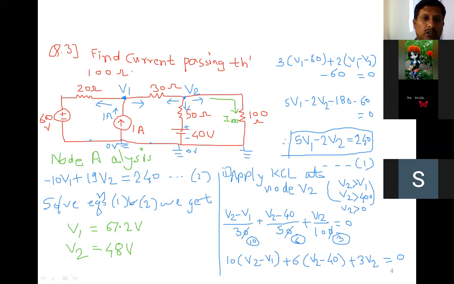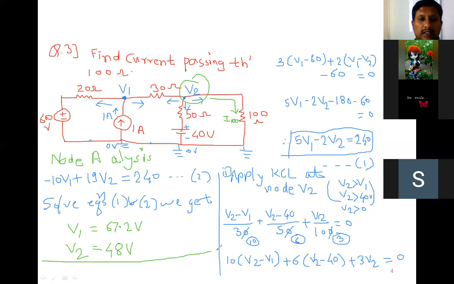Okay, so up to 4 steps we have solved. In nodal analysis, all these 4 steps we have completed. Now the 5th step is what? According to the question, find the current passing through 100 ohm. So 100 ohm is at the rightmost side. For calculating the current passing through this 100 ohm, we need to find out the V2 value. So V2 we got is 48.